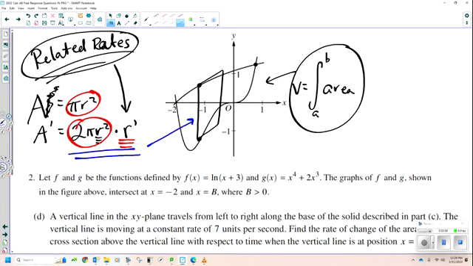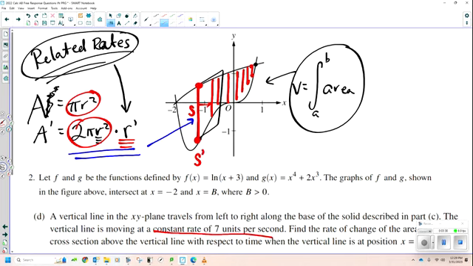Let me read 2D. It says a vertical line in the XY plane travels from left to right along the base of the solid described in part C. The base of my solid is this right here. That vertical line, we'll call that s. It's the side of my square. It's going to move left to right this way, so it'll get smaller and smaller. It also tells me that my side is moving at a constant 7 units per second.